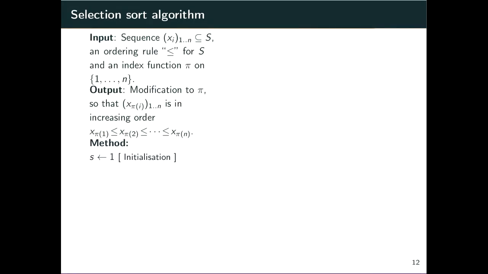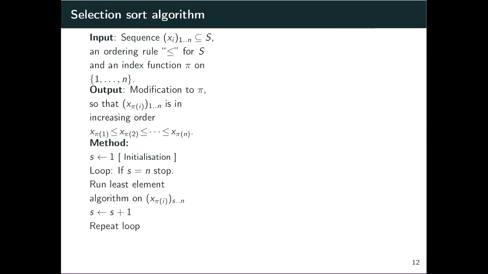Okay, so what's the method? We're going to start with s equal to 1, and then we're going to run a loop. So if s is equal to n, then we're going to stop, because once you're at the end, you don't have this thing to compare to the next thing, so we stop there. Then we run the least element algorithm on our sequence, and you'll notice that we've got our pi applied. So we're not writing xi's here because we're going to be running a loop, and so the pi is going to be changing. So we need to make sure that this works.